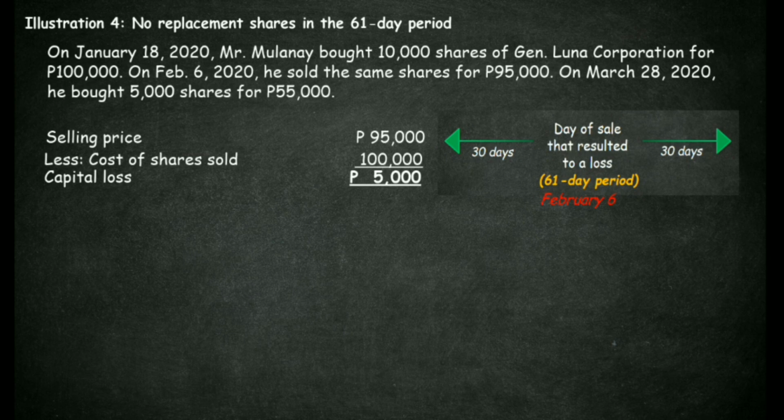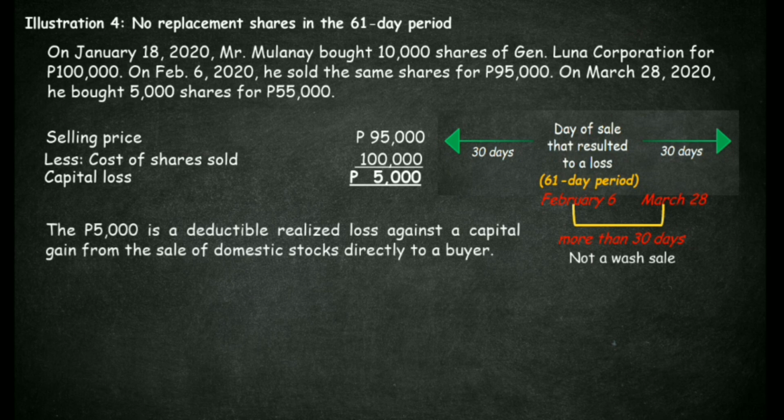Okay, let's check the dates. So, remember na yung sale happened on February 6, tapos yung next purchase was on March 28. So, count the days between February 6 to March 28. This is more than 30 days. So, that means hindi siya qualified as wash sale kasi more than 30 days niya. So, dapat within 30 days. So, again, walang wash sale. So, therefore, etong 5,000 pesos is a deductible loss.